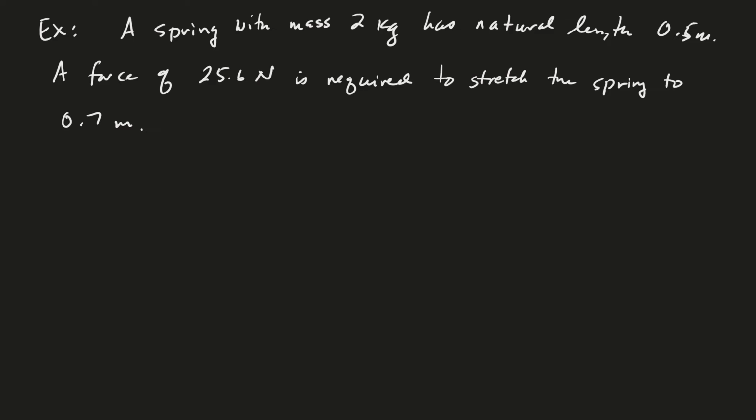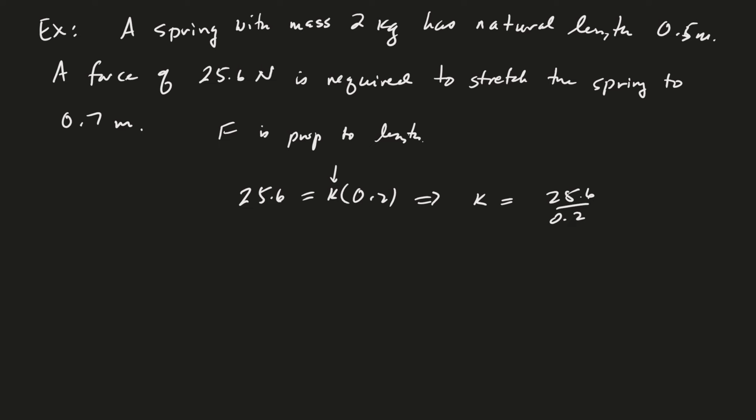Well, we know that the force is proportional to the length that the spring is stretched. And so therefore, the force, which is 25.6, is proportional to, that's our k times our length, and our length is 0.2. Right, so k is our spring constant, which is also the constant of proportionality. And so therefore, in this case, we just take k equals 25.6 divided by 0.2. And if you compute that, you get 128.